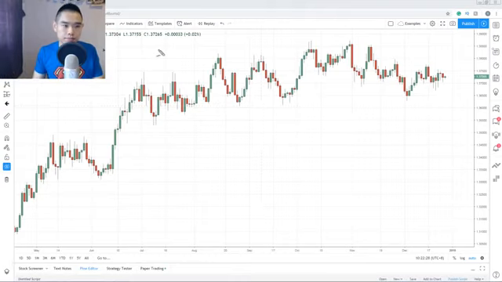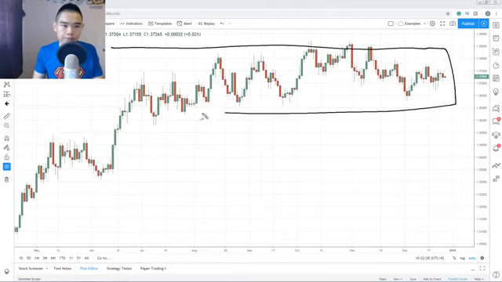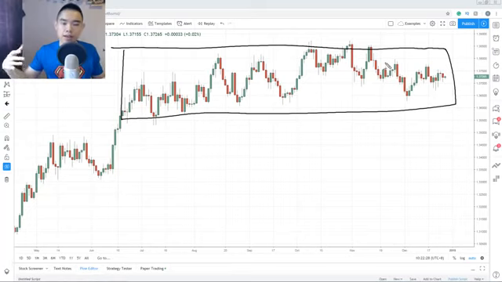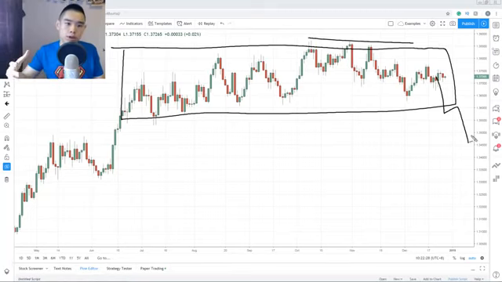So this is where you can conclude that the buyers and sellers are somewhat in equilibrium, so you've got something looking like a range market right now. If the market were to break out higher, then the trend is likely to continue higher. And if the market were to break down lower, then this uptrend might reverse towards a downtrend.